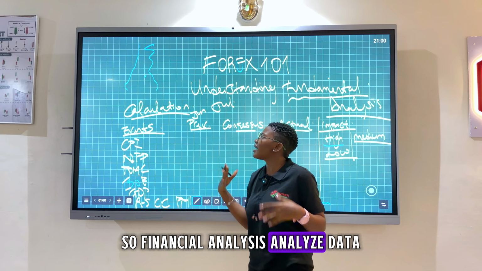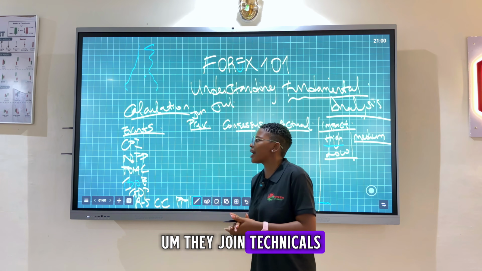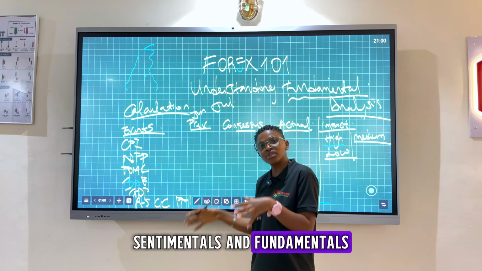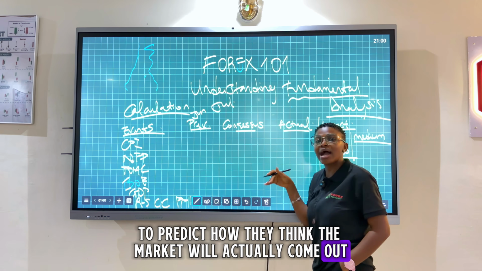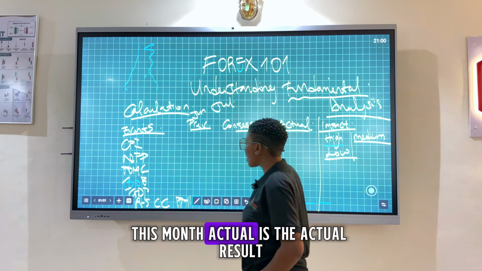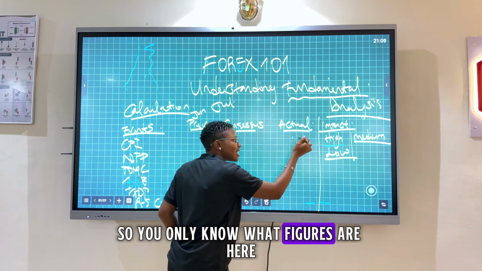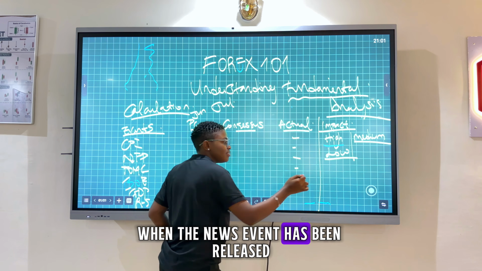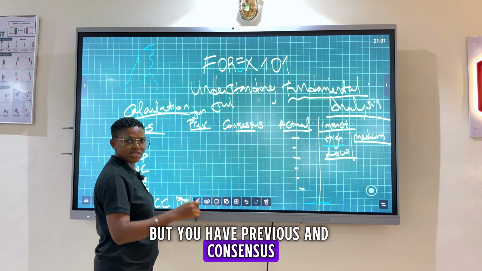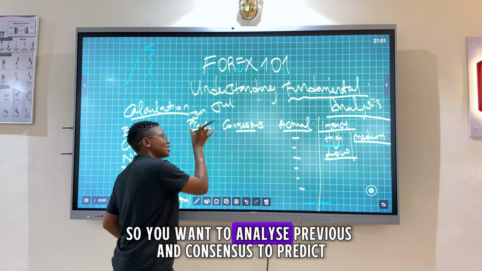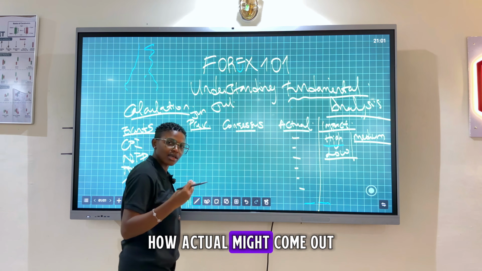Financial analysts analyze data, they combine technicals, sentimentals, and fundamentals to predict how they think the market will come out this month. Actual is the actual result. So you only know what the figure is when the news event has been released. But you have previous and consensus, so you want to analyze previous and consensus to predict how actual might come out.